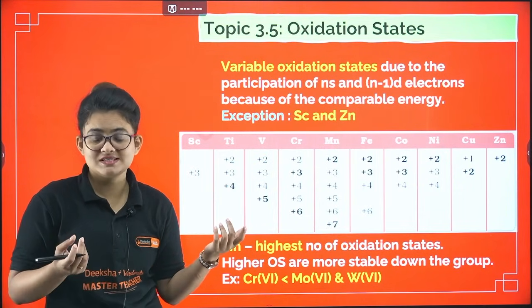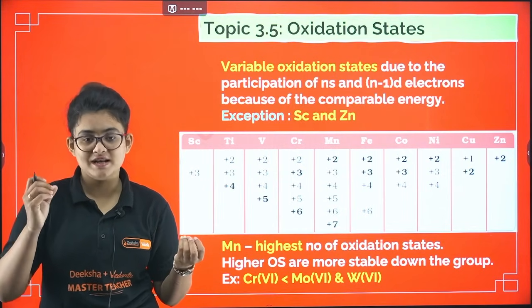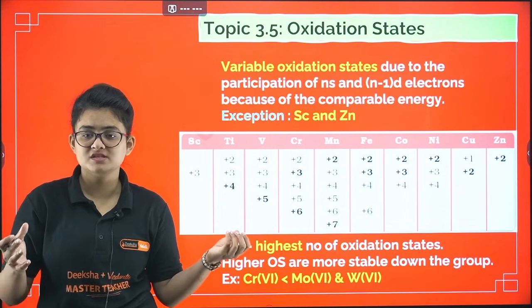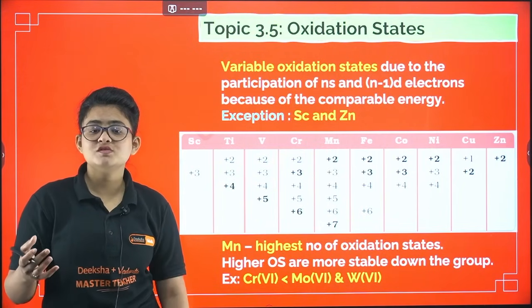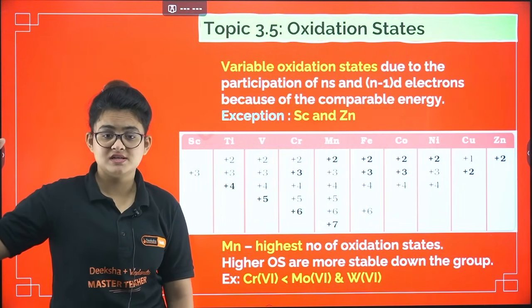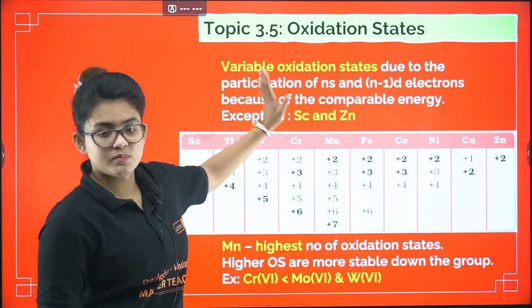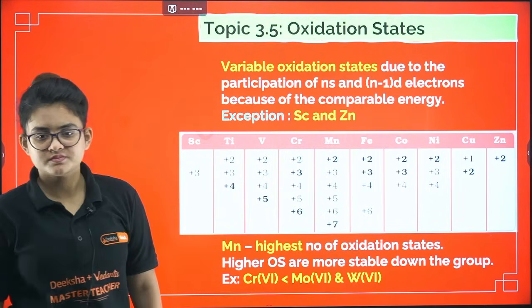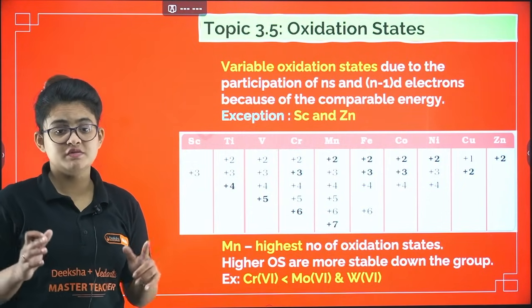Now in case of zinc, if the 4s2 electrons are released, it is 3d10, right? It is a stable configuration. So for scandium and zinc there is no change, but in case of manganese, you see up to +7 oxidation state, right? So many oxidation states you can see because of the d orbital electrons. So manganese is highest in showing the variation.